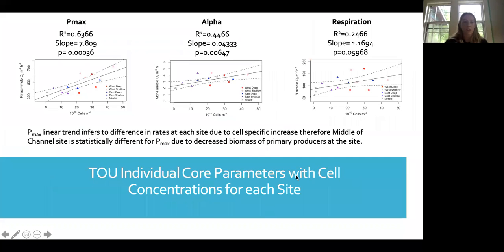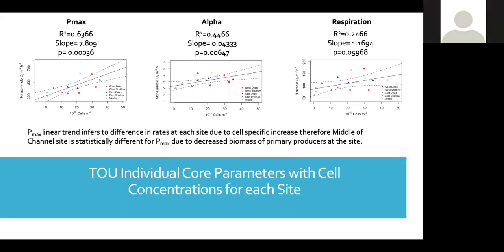And then to look into why certain sites are producing more than others, the cell concentration was counted and then plotted against the parameters determined for the TOU. And the Pmax has a linear trend to it, and this infers the difference in the rates at each site due to different cell-specific increase compared to the middle of the channel.